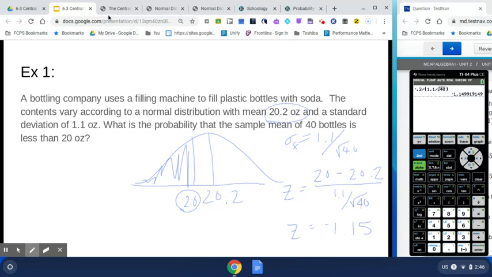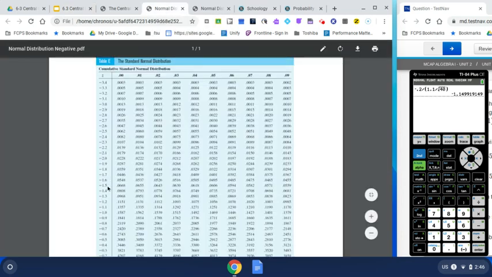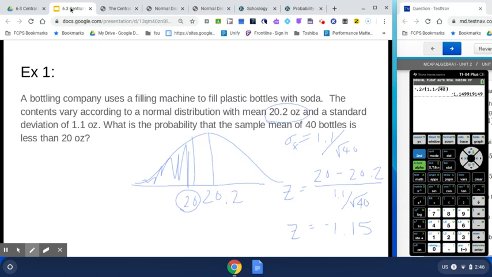Now we're going to look this up on the negative distribution. Negative 1.15 corresponds to a probability of 0.1251. In other words, 12.51% of all sample means of 40 will be less than 20 ounces of soda.